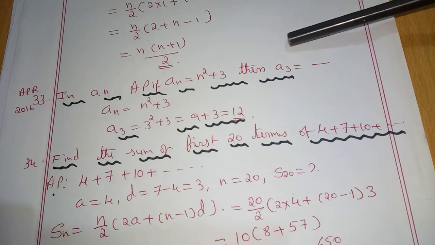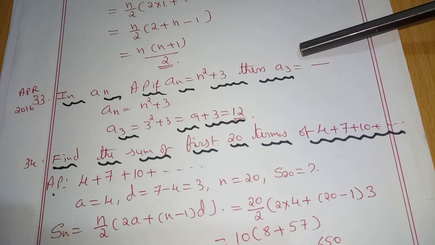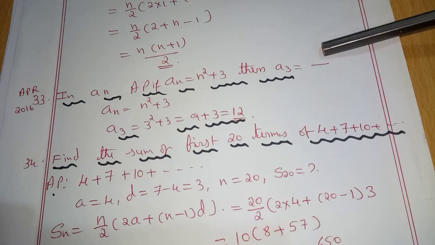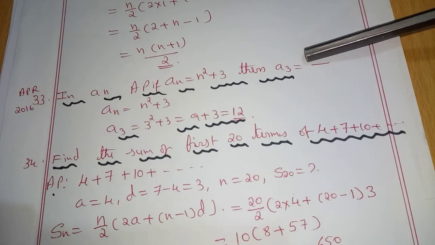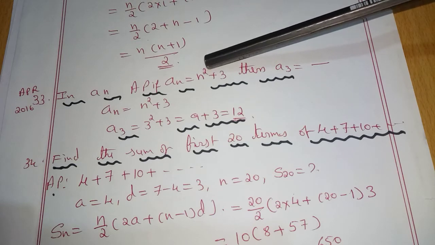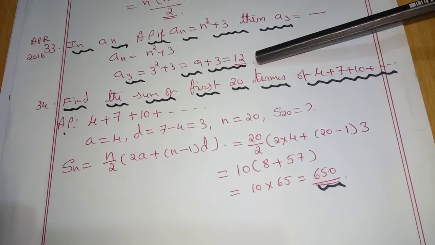An is equal to n square plus 3. Find A3. Orally you can do. It's a multiple choice question. 3 square, how much? 9. 9 plus 3, 12. Yes, answer is 12.